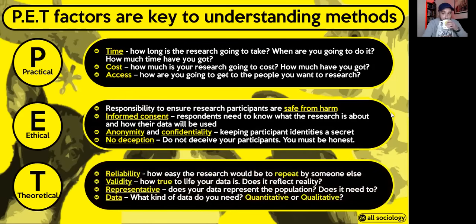And then finally, with theoretical considerations, students sometimes find these quite difficult, but they needn't be. All we really mean by this is 3 or 4 things. Firstly, it's about reliability. So I mentioned earlier, reliability means how easy it is for your research to be repeated by someone else, and for them to get the same results.